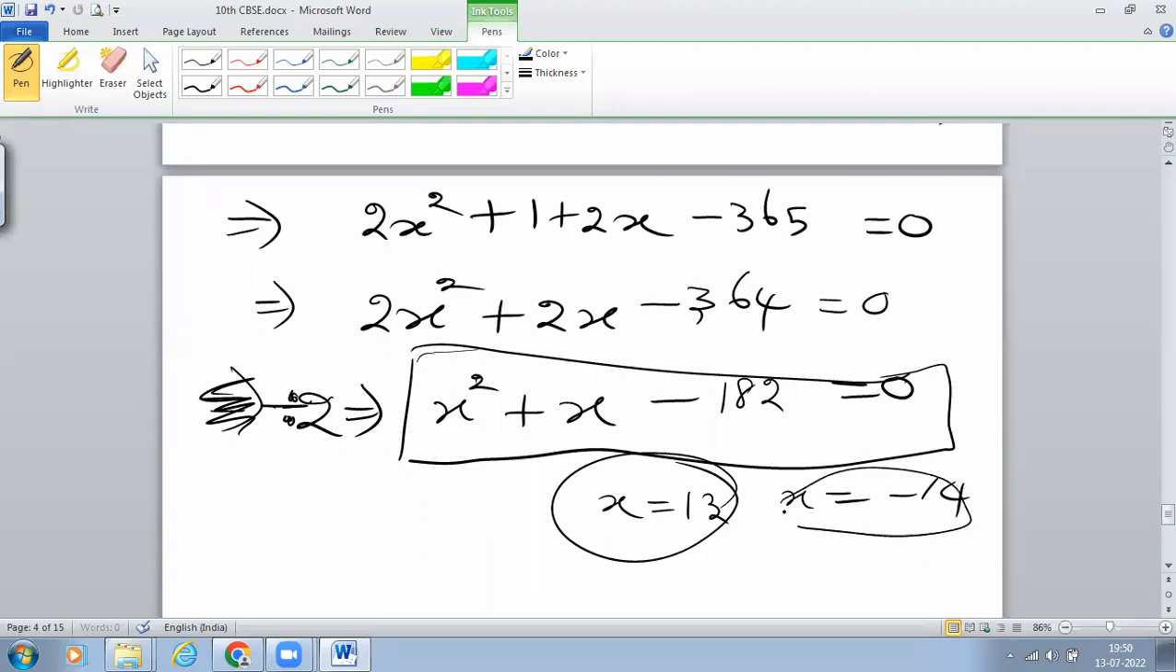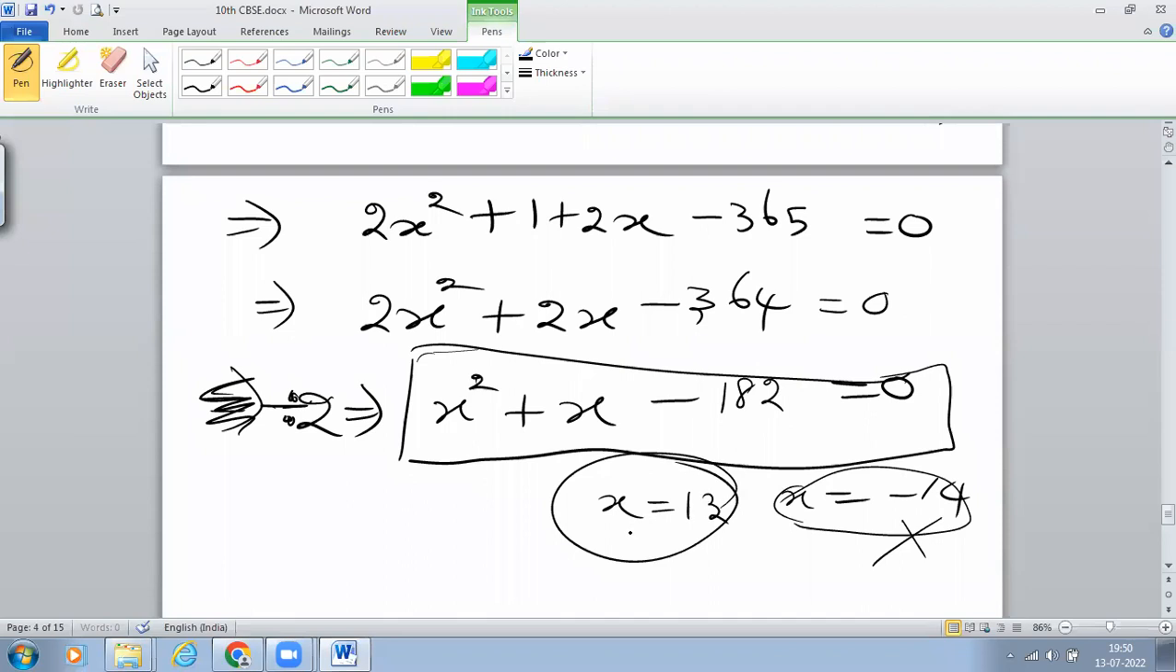Why should you not choose minus 14? Because it is having a minus sign. In the question, they have clearly given that the two consecutive numbers are positive integers. So we should avoid minus 14 because x is a positive integer. That is why we are choosing x equal to 13 as the answer.